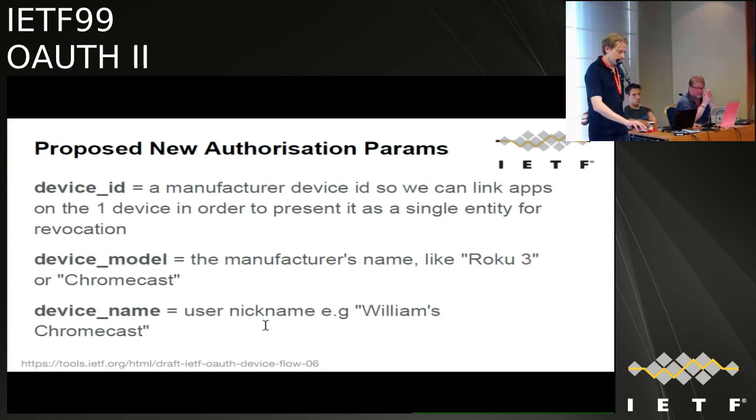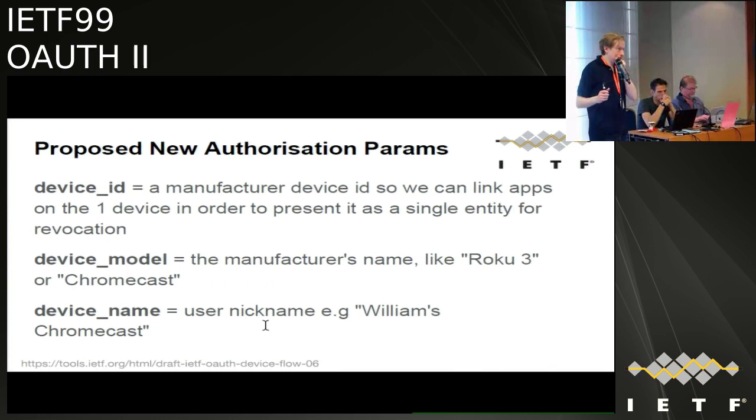Right. So the device ID suggestion is just as a crawlable ID for revocation. It's not meant to be cryptographic. For the authorization service, they can just group the grants together. Do you see a security issue if someone faked it? I agree that it's fakeable. Is it bad if that gets grouped together for revocation? I'm trying to understand the value.